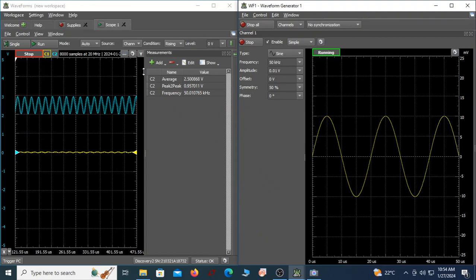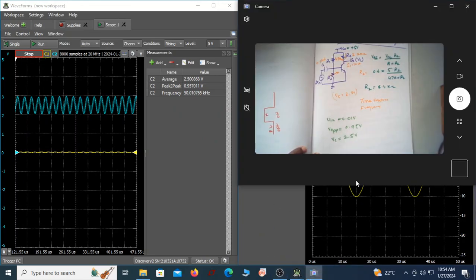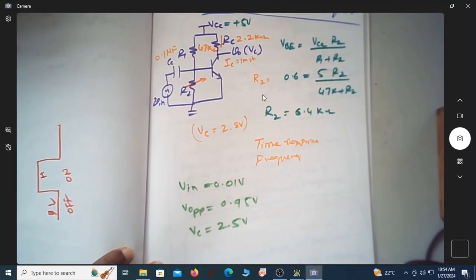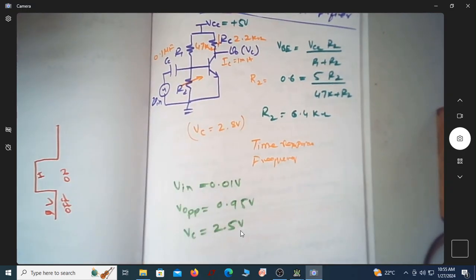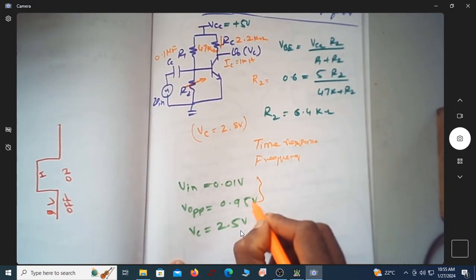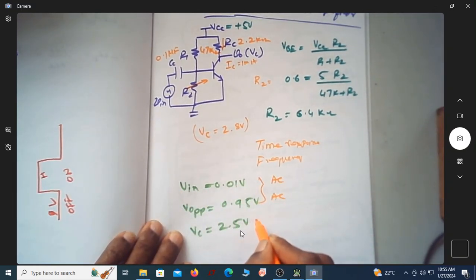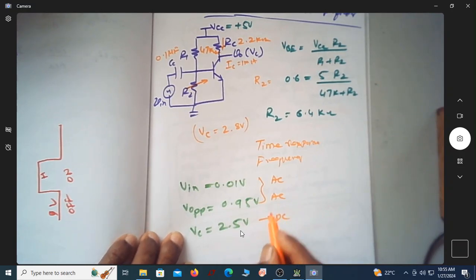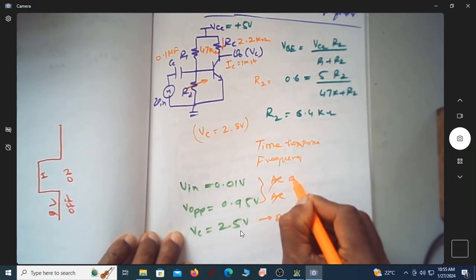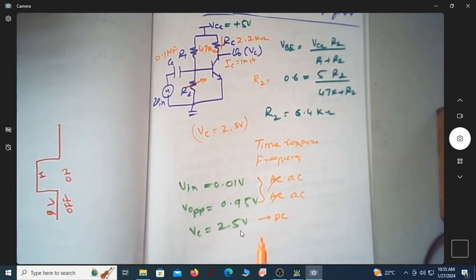The value of VC is 2.5 volt. So these are the values that I obtained. You can see this is my input voltage 0.01, output voltage peak to peak is actually 0.95, and VC is this. So actually these two are AC voltages. This is AC, this is also AC, whereas this is a DC signal.